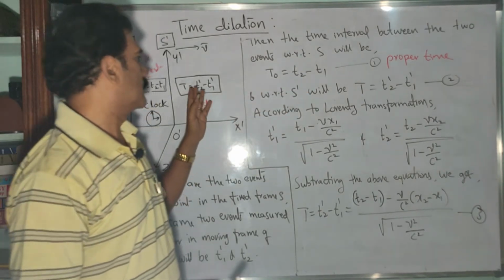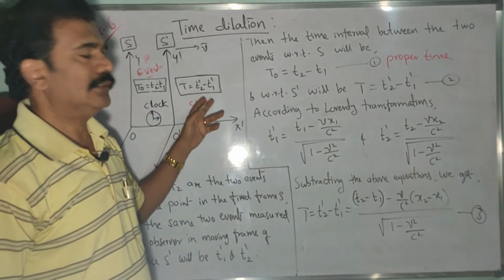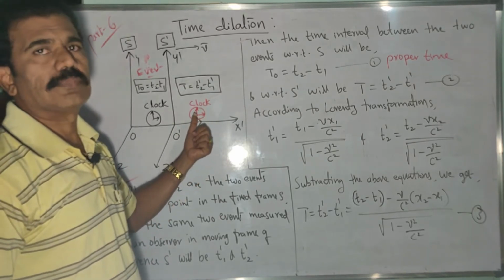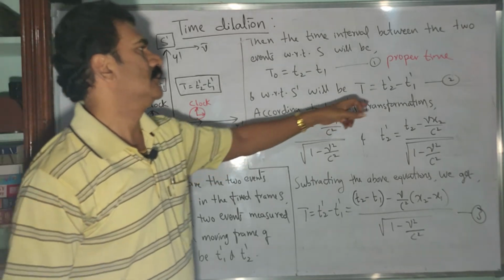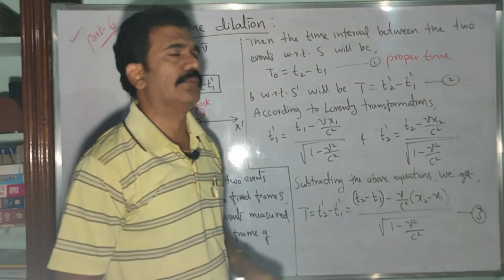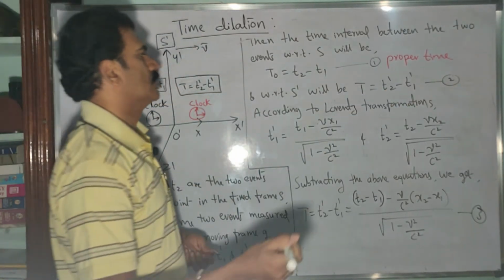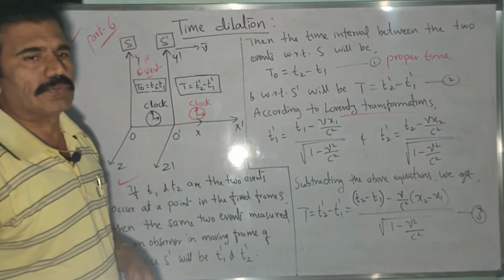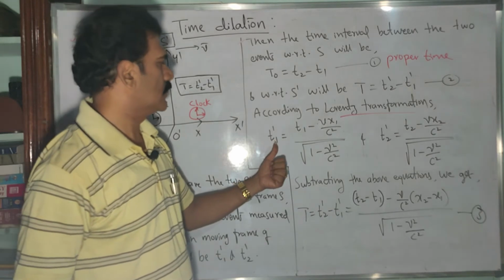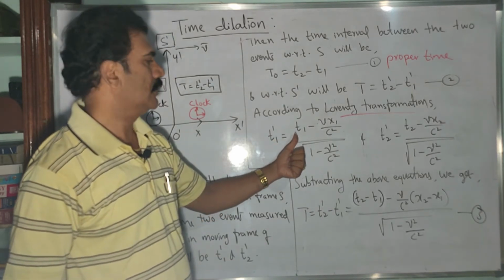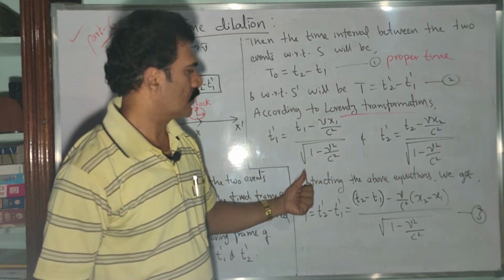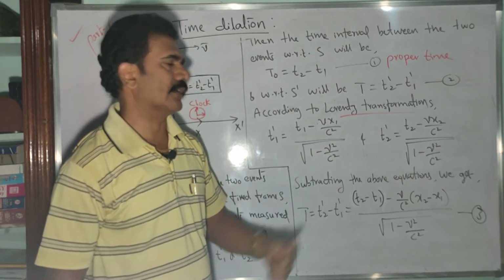To measure the same time intervals in the moving frame of reference, again there is a clock with the moving observer also. This clock is measuring the same time interval as t2 dash minus t1 dash. Let it be capital T. Now use the Lorentz transformation equations. The Lorentz transformation gives t1 dash is equal to t1 minus v x1 by c square, divided by square root of 1 minus v square by c square.